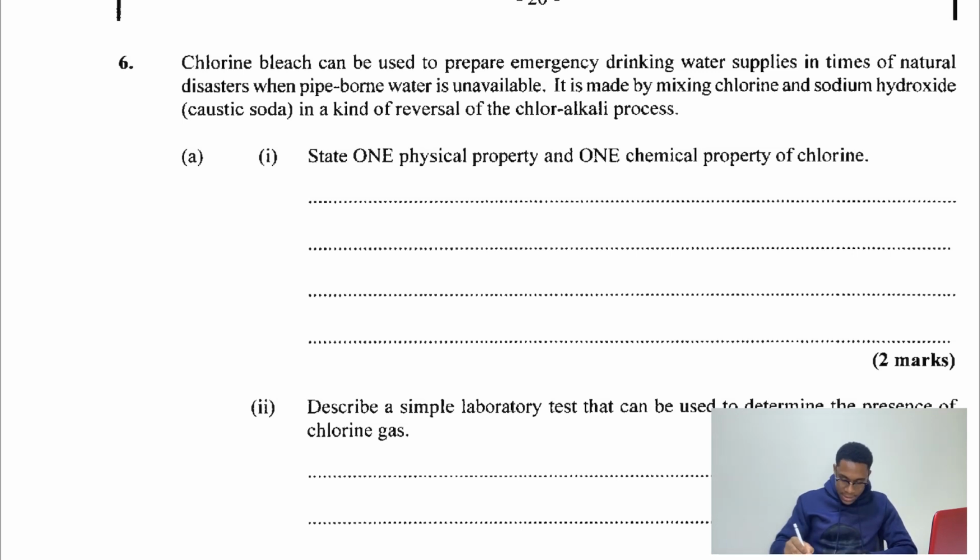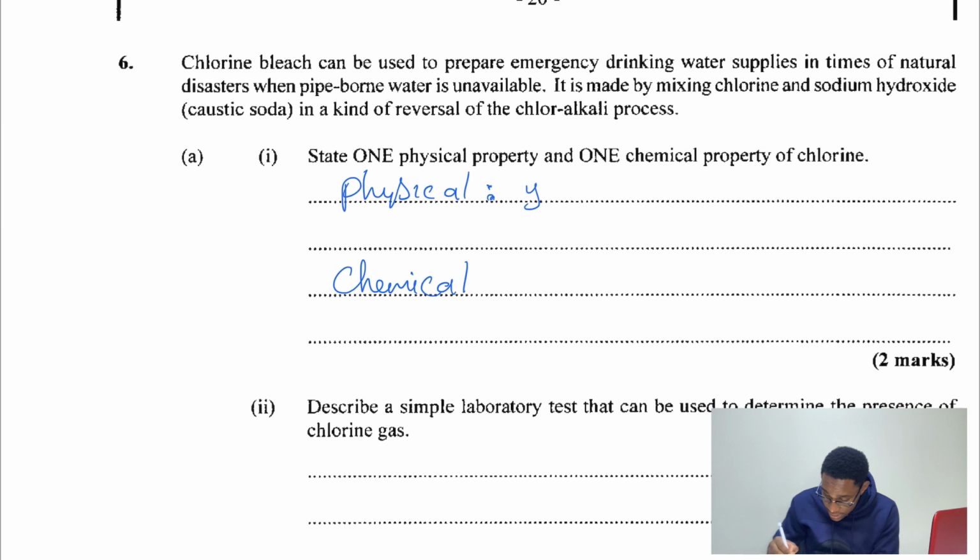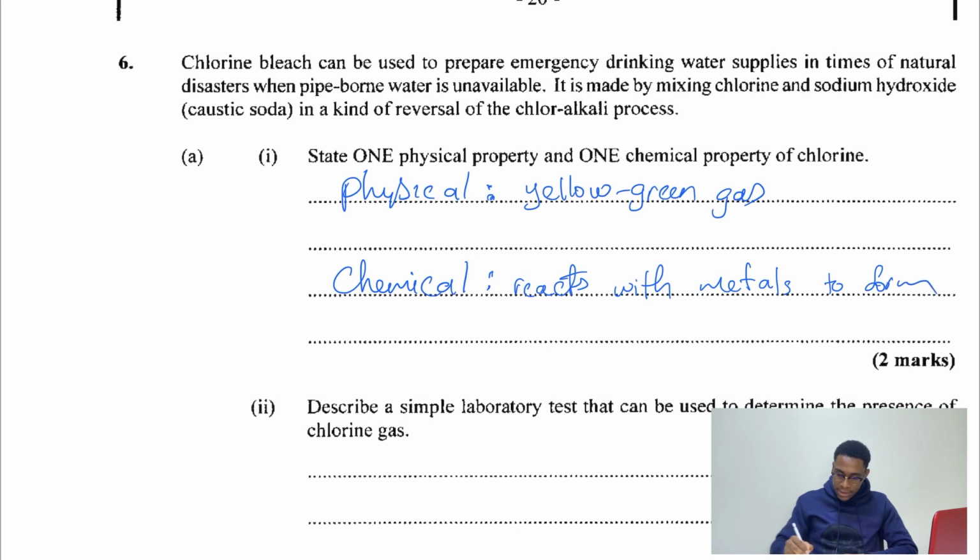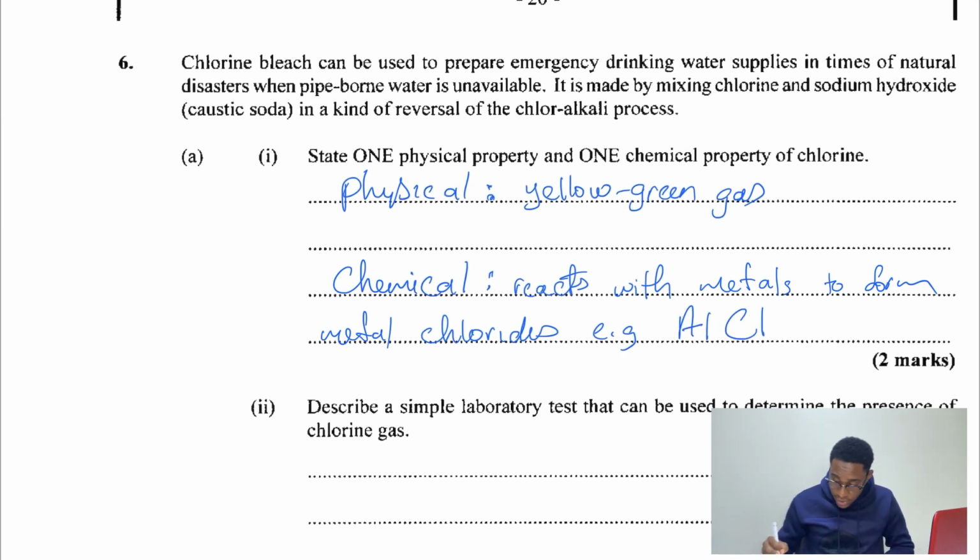Now for the physical property: it is actually a yellow-green gas. For the chemical property, it reacts with metals to form metal chlorides. The example here would be aluminum chloride, AlCl3.